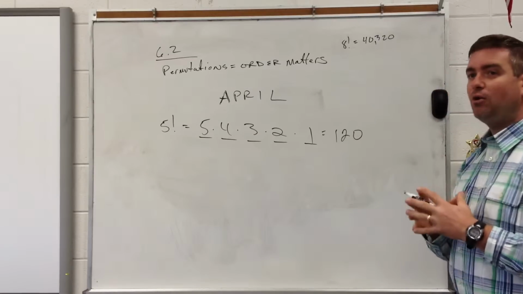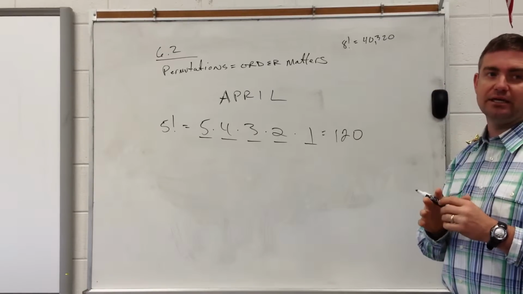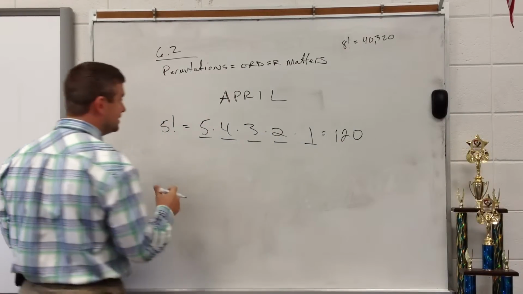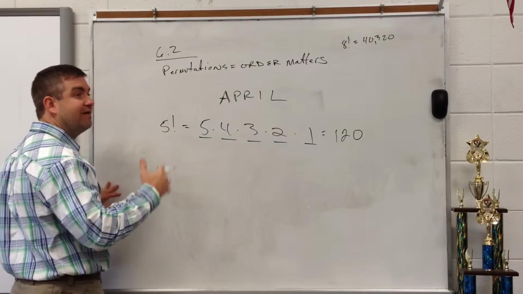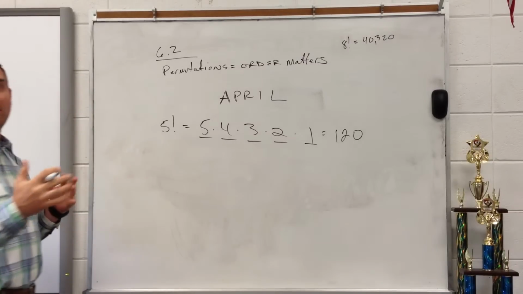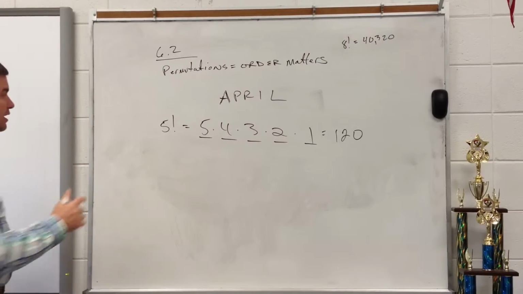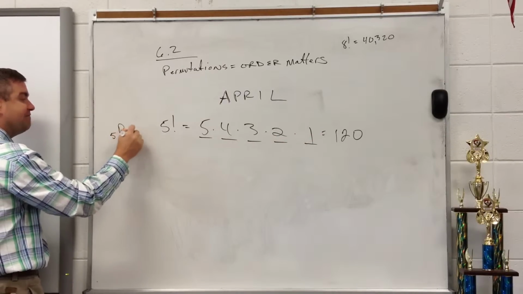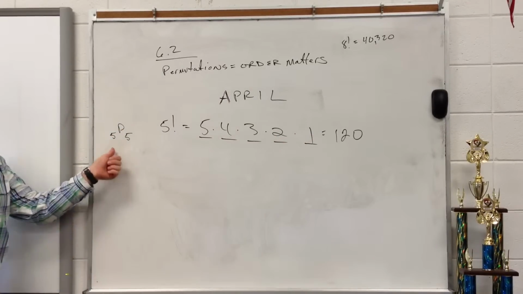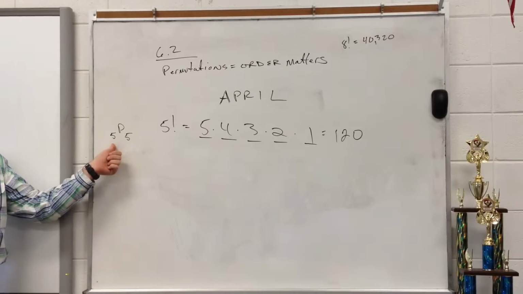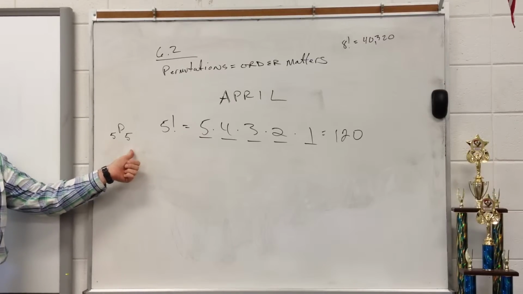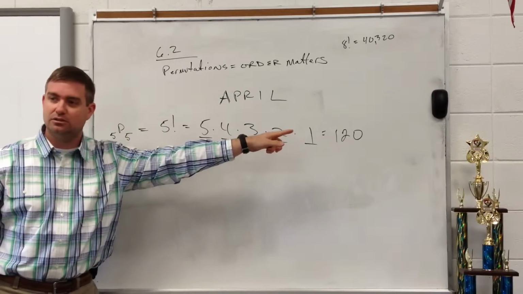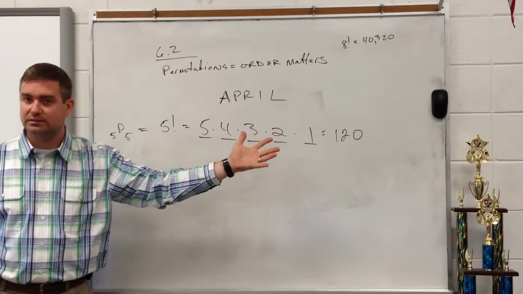Okay? Now, what if I wanted to change this up a little bit? Instead of 5 choose 5, what if I just wanted to say 5 choose 3 or 5 choose 2? Well, we need a way of distinguishing between those. The way we write this out is 5P5. This means that there are 5 letters in the word April, and we chose all 5 of them. It equals 5 factorial, which ultimately equals 120. There were 120 different ways.